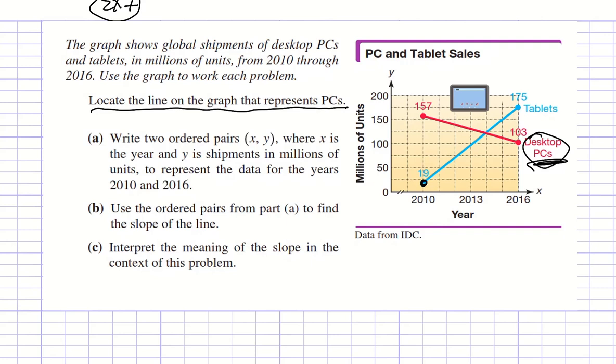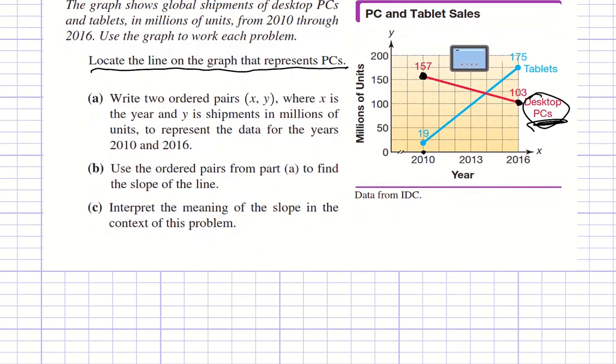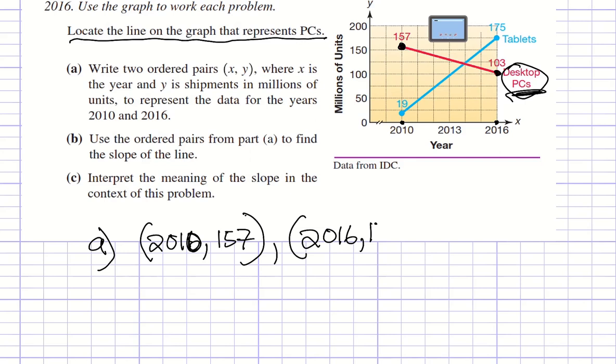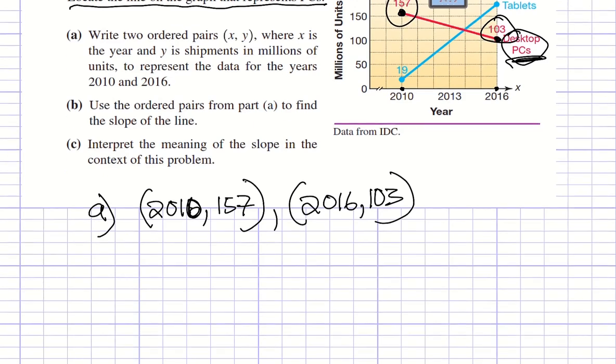See, 2010 is here for PC, and 2016 is here, and they say write the ordered pairs. So this is 2010 here, this is 2016 here. The pairs they're looking for in part A, because the x-axis represents years, are 2010 and 157, and then 2016 and 103. You see, 157 for 2010 and 103 for 2016 for PC. Okay, so that's what they want.